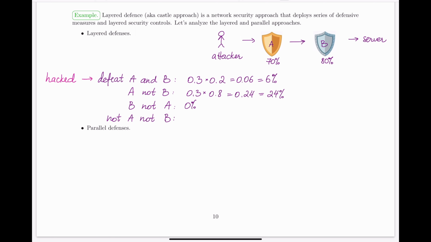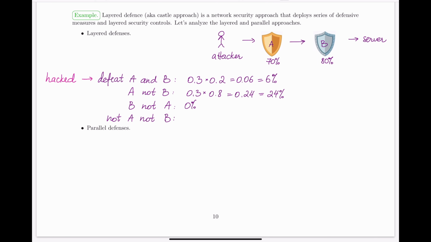And then finally, we already decided that this is going to represent 0, but the last case here, we will not defeat A and we will not defeat B. Now, that means that the attacker didn't even get past the control A. So control A actually stood strong at 70%.